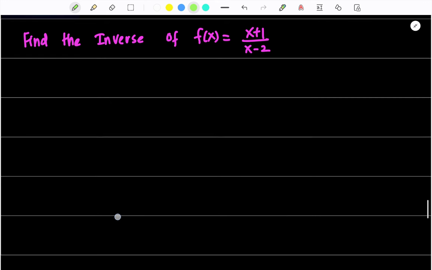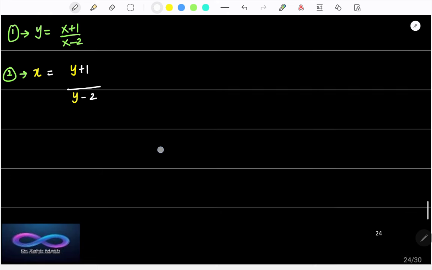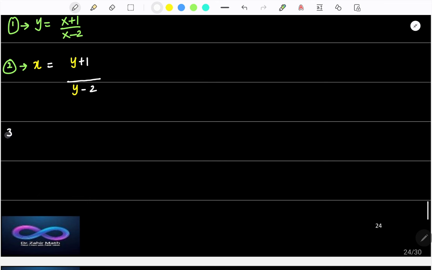Let's go to the next question. Find the inverse of f of x equals. For inverse, we have a few steps. Remember, step number 1. What is step number 1? Put y is equal to f of x, which is step number 1. What is step number 2? Step number 2 is change x to y, y to x. So I'm going to change. This is x and this is y and this is y, right? Yes. So x equals y plus 1 divided by y minus 2, right? What is step number 3? Solve for y. Step number 3 is what? Find y. So what we need to do?